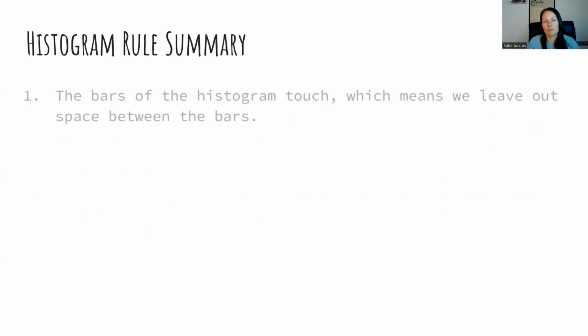Okay, so let's do a summary real quick. Histograms, their bars are going to touch. You're not going to have any gaps. The only reason we would have a gap is if there was a frequency of 0 in your histogram, and so then there wouldn't be a bar there, so that would naturally put a gap there. But if each of the groups or each of the values have frequencies, those bars are going to touch one another. There's going to be no space. You're going to leave that space out.